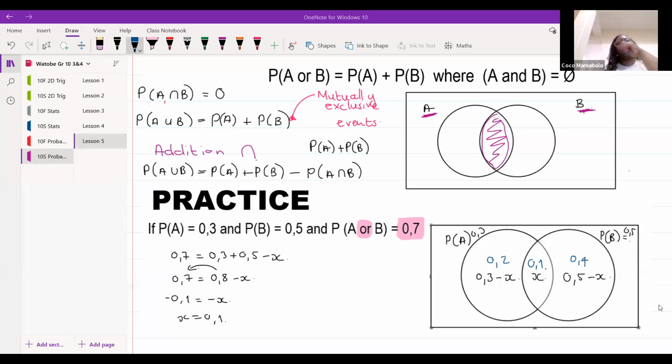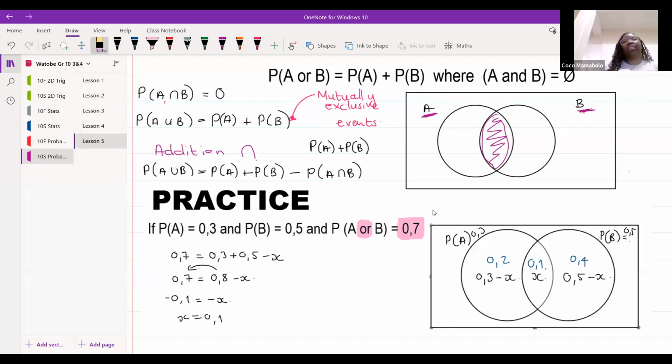Beautiful. Excellent stuff. Now, I need you guys to remember that the probability of all events in one sample space needs to equal how much? How much do all of the probabilities need to equal when we add them all up together? That's it, good.